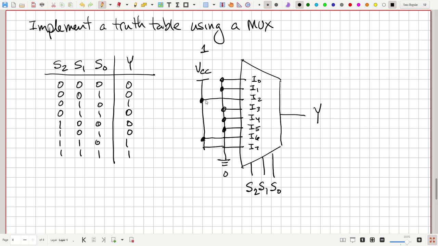All right, so this would, let me redo that. It was getting a little messy there. This multiplexer, just by connecting the different inputs to either the high voltage or low voltage, then becomes just an implementation of the truth table. And just by changing these connections, we can get a different truth table. So that's kind of a convenient application of a multiplexer.